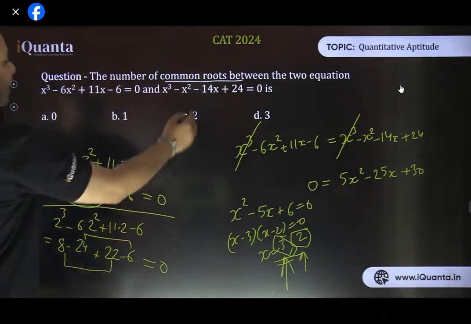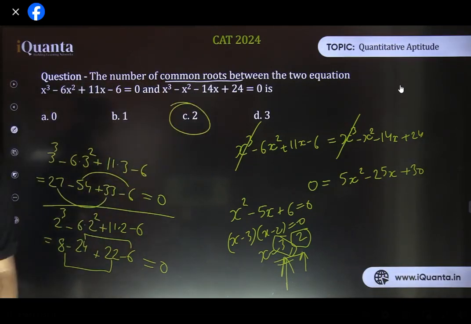So the question was the number of common roots. Yes, of course, it is C, 2 roots. There are 2 common roots. Both are common roots.